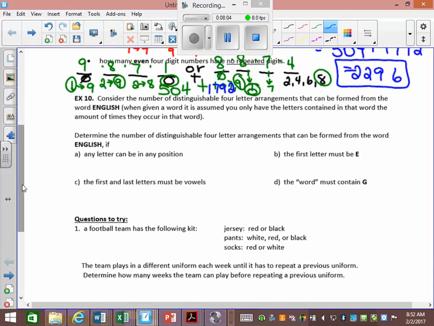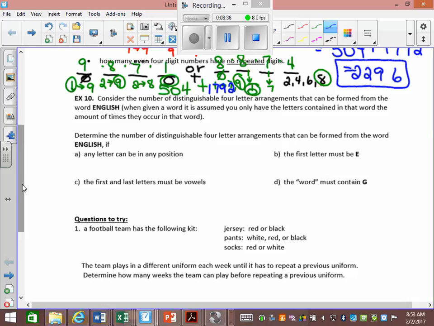Example 10. Whenever we see a word, English, whatever it is, there's some rules with it. One, it's a permutation, always, because order matters when it's a permutation. Okay? Because the word pew and wep are different words. If you told me order didn't matter, if I said pew or wep, they would mean the same thing. Do they? No.